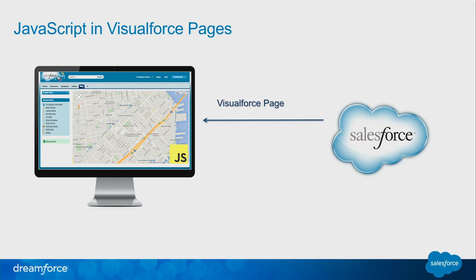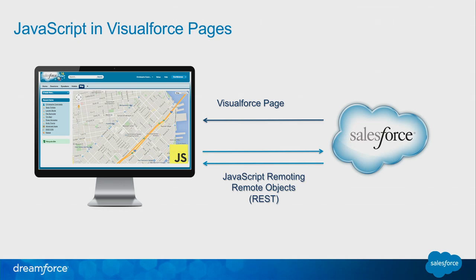Okay, that's pretty good. Now what do we want to do? That's nice, but I could have just gone to Google Maps to get that. We want to get some data out of Salesforce. So we call back in to Salesforce using one of these 3 techniques we've got here: JavaScript Remoting, Remote Objects, and REST. And we're going to cover Remoting and REST.